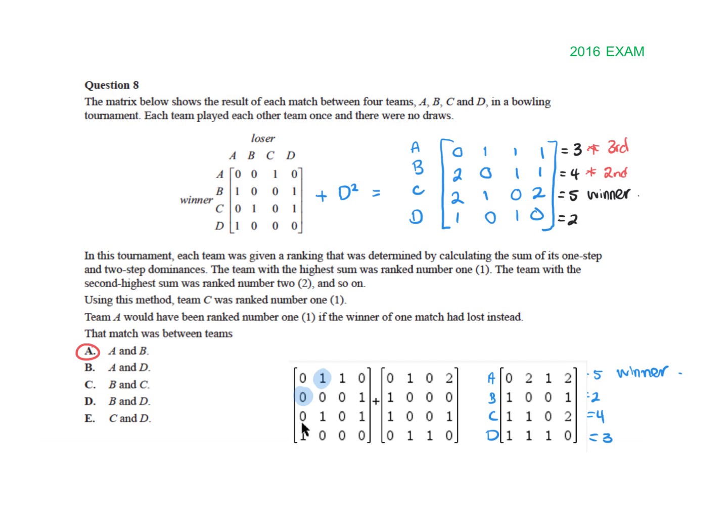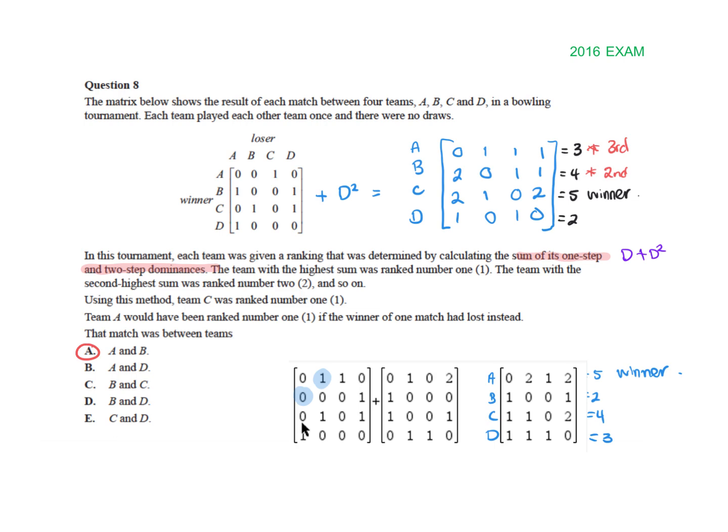Okay, question 8. The matrix below shows the results of each match between 4 teams, A, B, C, and D, in a bowling tournament. Each team played each other team once, and there were no draws. In this tournament, each team was given a ranking, determined by calculating the sum of its 1 and 2 step dominance. So what that means is they've done D plus D squared, and then they've ranked them, 1 being the highest score, and so on.